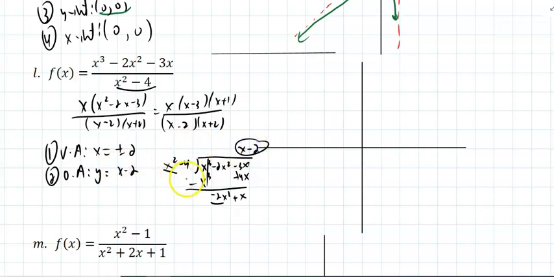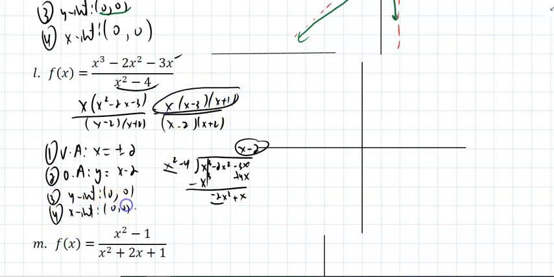There's the quotient. 3. The y-intercept, if I replace x by 0, I'm going to get 0 over negative 4, which is 0. And 4, x-intercept, where does the top equal 0? Too many points in this case. 0, 0, 3, 0, and negative 1, 0.